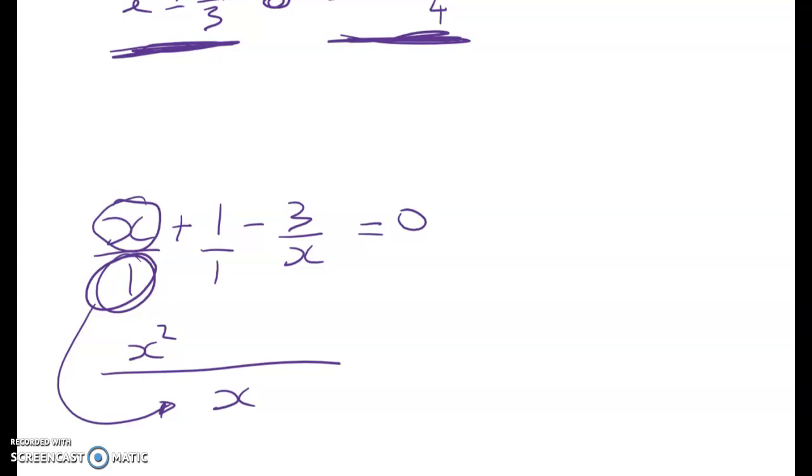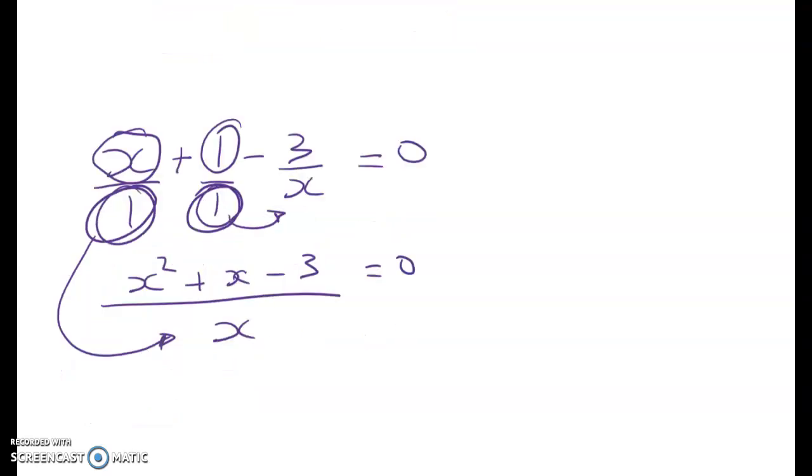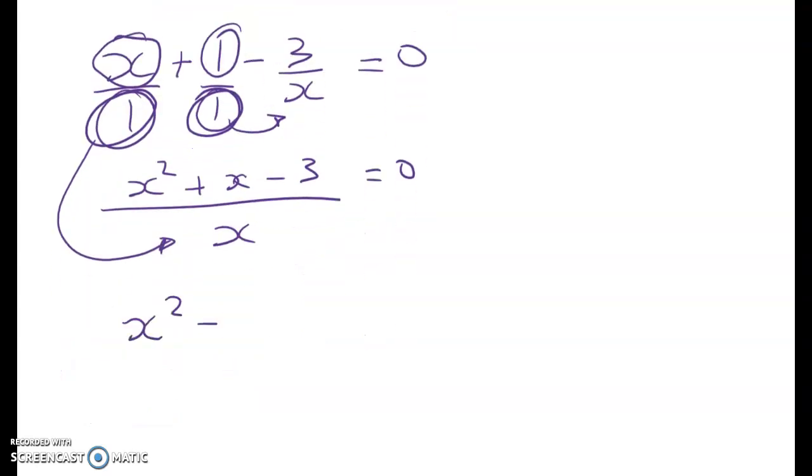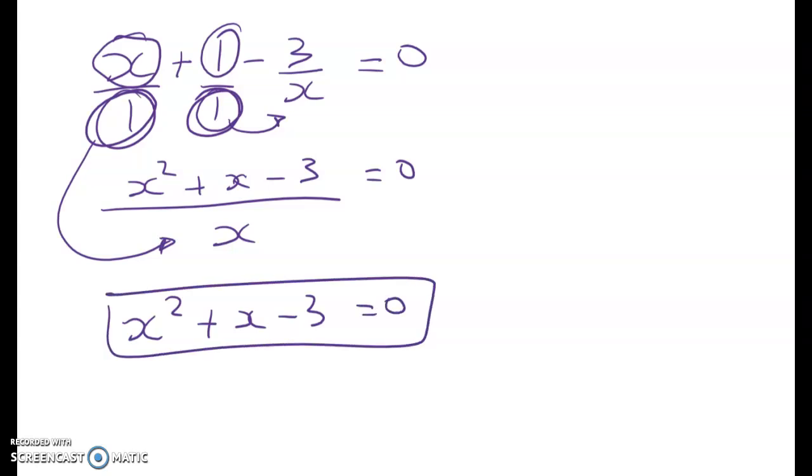So I have to do the same thing to my numerator. We get x squared, same thing on the next term. I times the 1 by x, I have to do the same to the 1. So x squared plus x minus 3 is equal to 0, because I'm going to multiply both sides through by x. 0x is equal to 0. So that's why that's going to work.